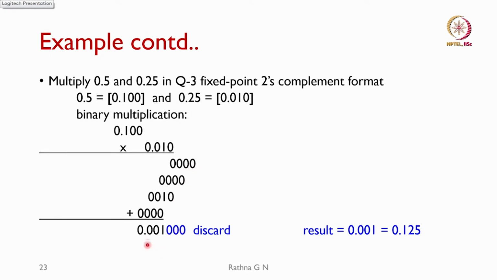Then we add it, and because the input and output format is Q3, I can represent only 4 bits. The LSB bits I will be discarding, which are shown in blue here. All 3 zeros are going to be discarded. The result is going to be 0.001, which is nothing but 0.125. So, 0.5 multiplied by 0.25 results in 0.125 in decimal.